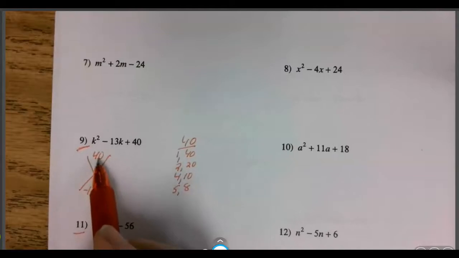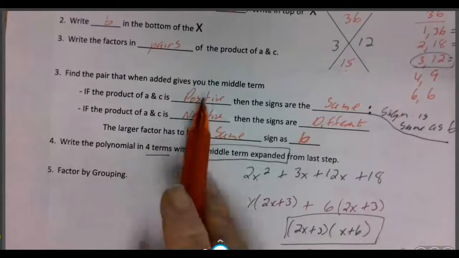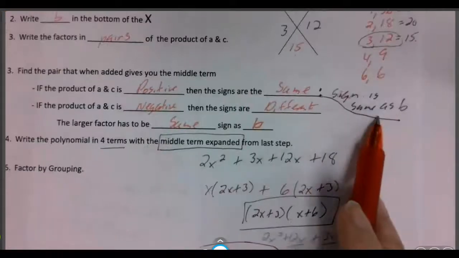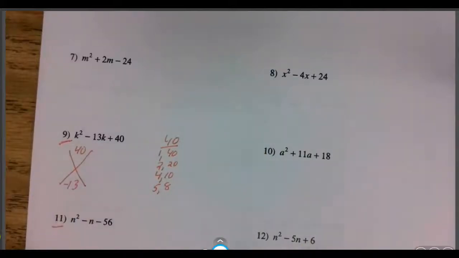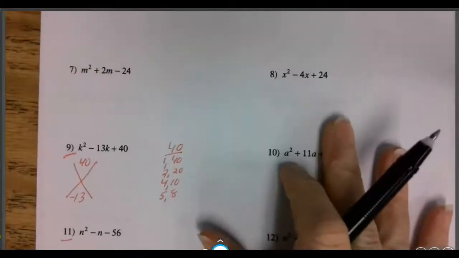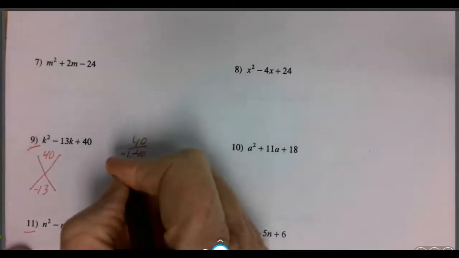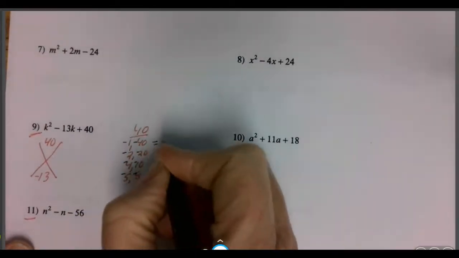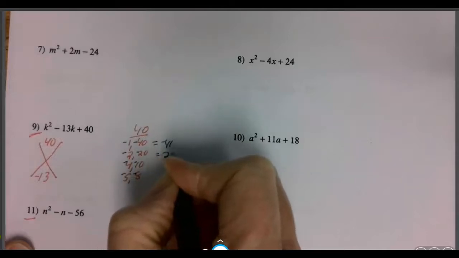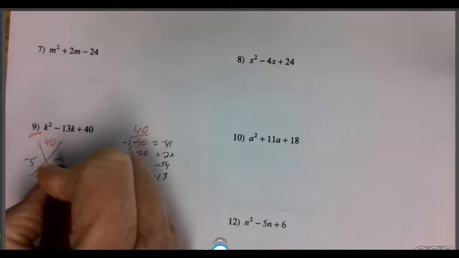Now, when we multiplied, we got a positive 40, so we know our signs are the same. If the product of A and C is positive, our signs are the same. They're the same as B. So everything's going to be negative. And the reason that is true is because when I take a negative times a negative, it's a positive. But when I add two negatives, I'm going to still get a negative. So all of these have to be negative. So which pair when added? Well, remember that gives you negative 41, negative 22, negative 14, negative 13. There it is, negative 5 and negative 8.